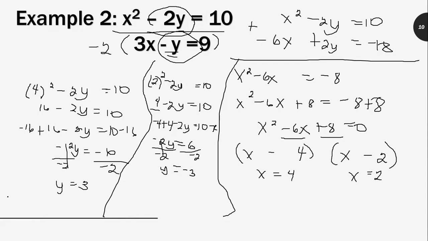So the solution in example number 2 is x is 4, y is positive 3. And then sa positive 2 naman, we got negative 3. So our solution is (4, 3) and (2, negative 3).